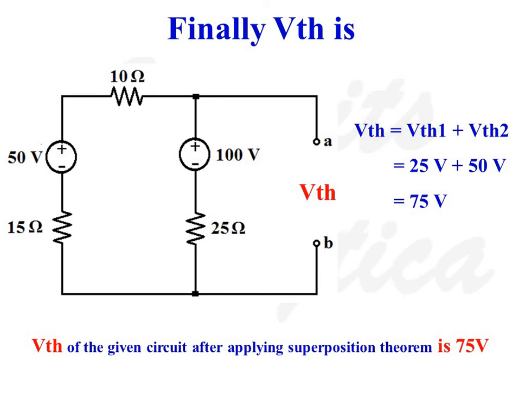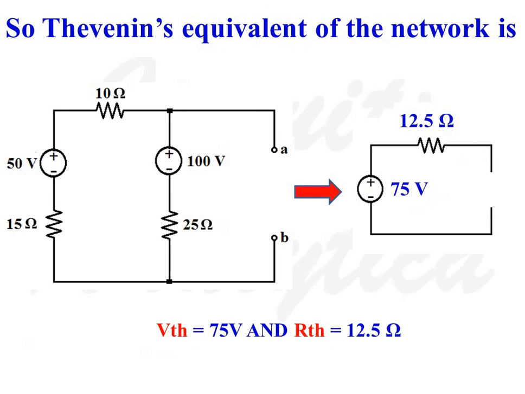Finally, VTH is given as VTH1 plus VTH2, that is equal to 75 volt. So VTH of the given circuit after applying the superposition theorem is 75 volt. So the Thevenin's equivalent of the given network becomes a 75 volt source in series with 12.5 ohms resistance.